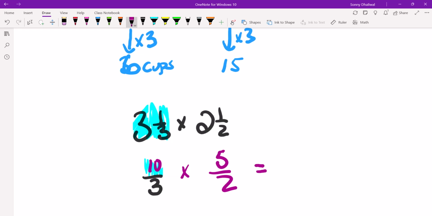So now, looking at this, is there any simplifying? Yeah. What do you see? 2 and 10. These two cross off. They can both be divided by 2. 10 divided by 2 is 5. 2 divided by 2 is 1. Anything else? No, that's it. So 5 times 5, 25 over 3.